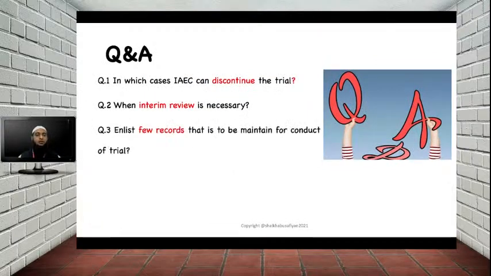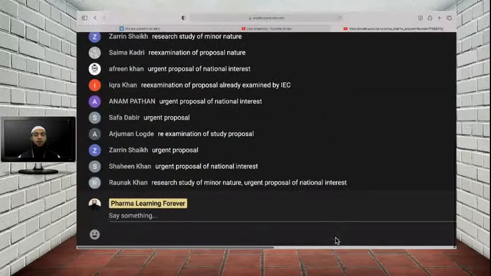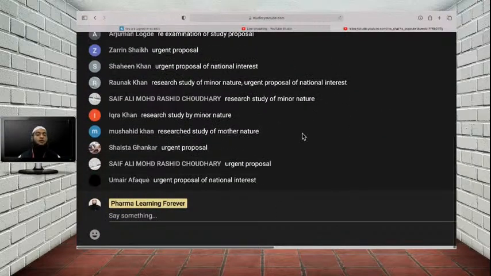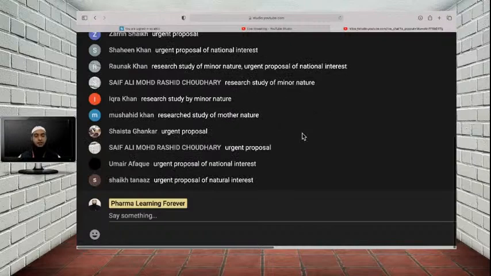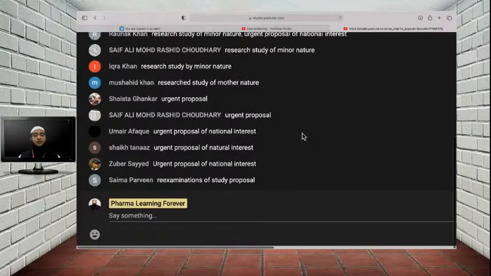Let's go ahead with the third question. Enlist a few records that are to be maintained for the conduct of the trial. We have seen that there are a total of 7 to 8 records that we need to maintain. You just enlist a few of the records that we need to maintain after the conduct of the trial. We have seen that we need to maintain them for at least 5 to 6 years.